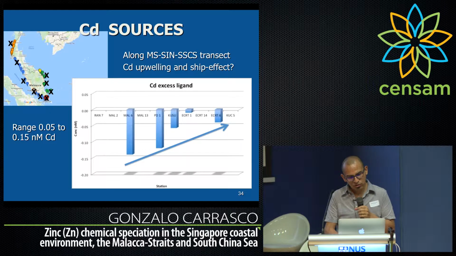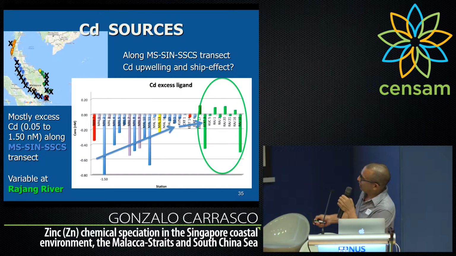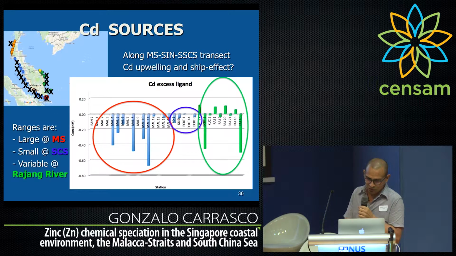I mean, we got some data initially, but then we started to get the high resolution data. It is a little messy. There's a lot of ups and downs. So we were confused. The river is not clear either. So in fact, we basically end up saying that the ranges are relatively large in the Malacca Straits section. The range is relatively smaller on the South China Sea section, and it's pretty variable, meaning that there are some ligands and there's some excess metal on the Rajang River. So we basically need to study the river systems much more.